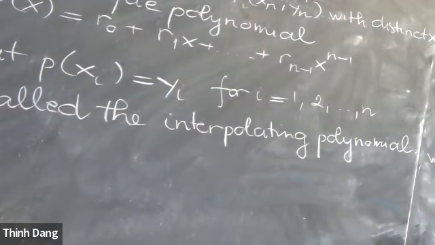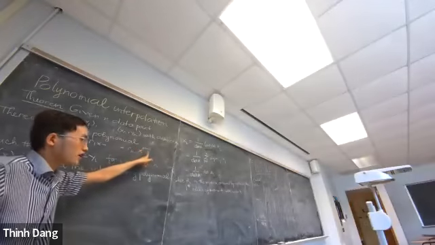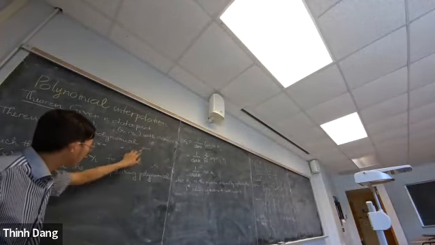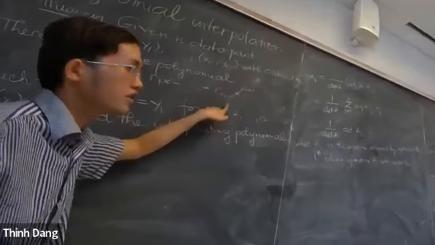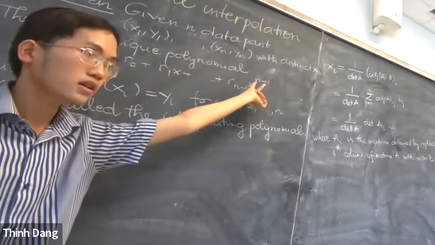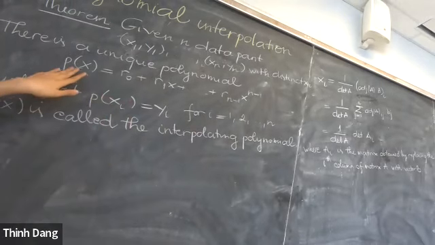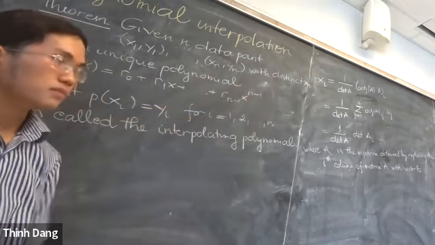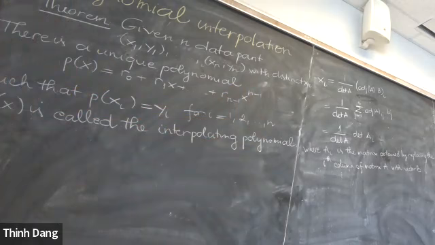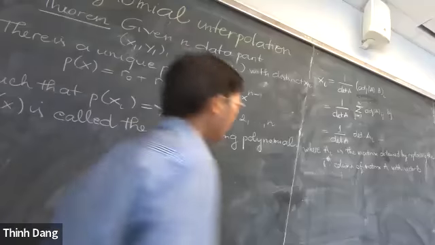So as you can see, if you have n data points, then you should be able to find a unique polynomial where the degree is n minus 1 at maximum. Sometimes this coefficient r(n-1) becomes 0, so the degree of this polynomial would be less than n minus 1. So remember that the degree of the interpolating polynomial is always n minus 1 at maximum. Let's try to apply this theorem in an example here.